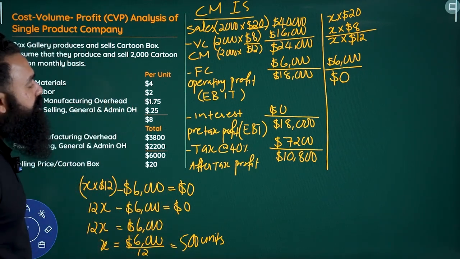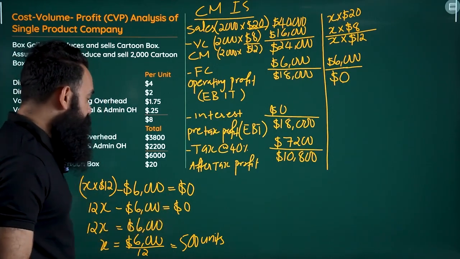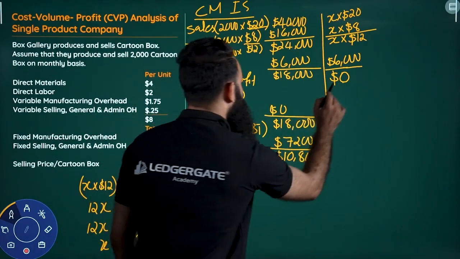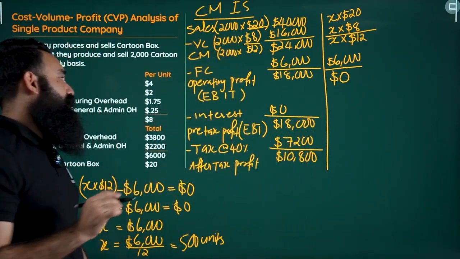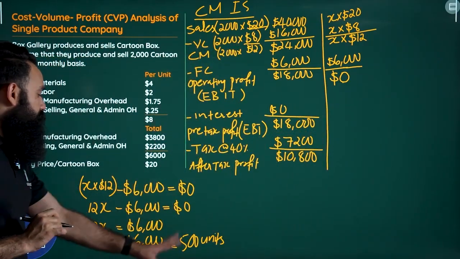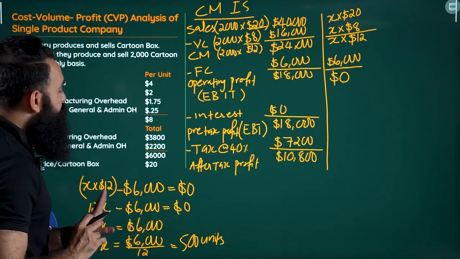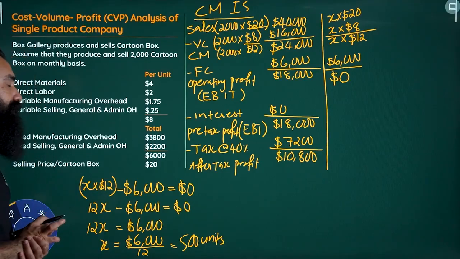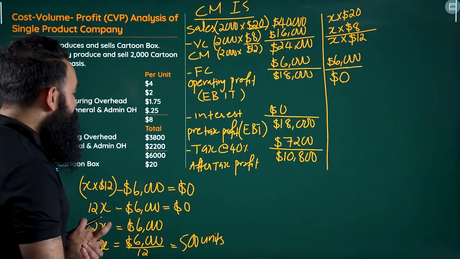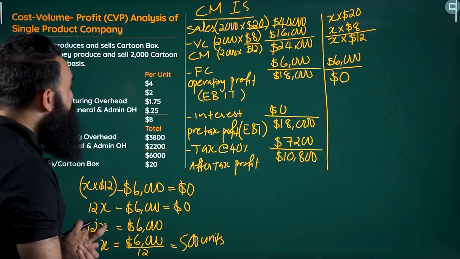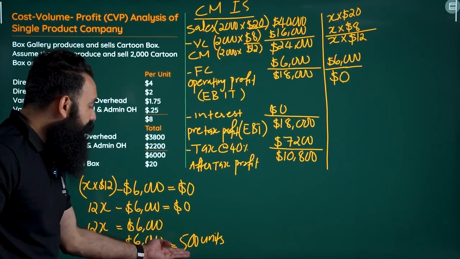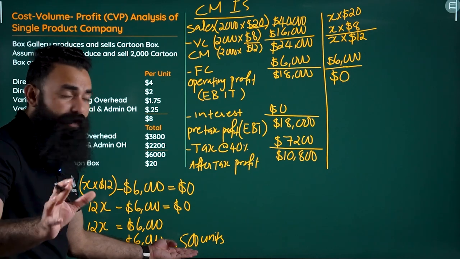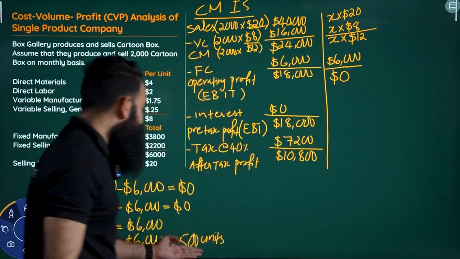This 500 means if you are producing and selling 500 units, our profit, that means pre-tax profit or operating profit, both are the same, okay? So our profit will be 0, right? And what about the units? How to calculate our units, our sales value? We already have the break-even sales units. What does it mean? At these sales units, our profit will be 0. So this is our answer.